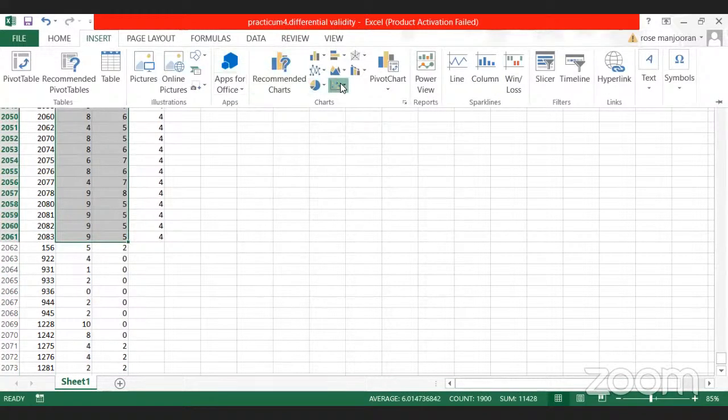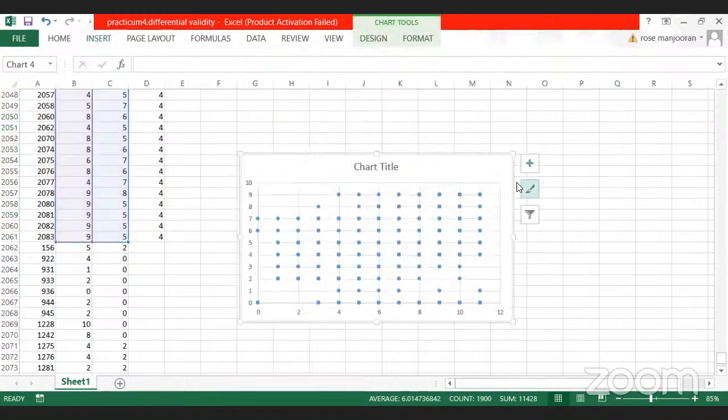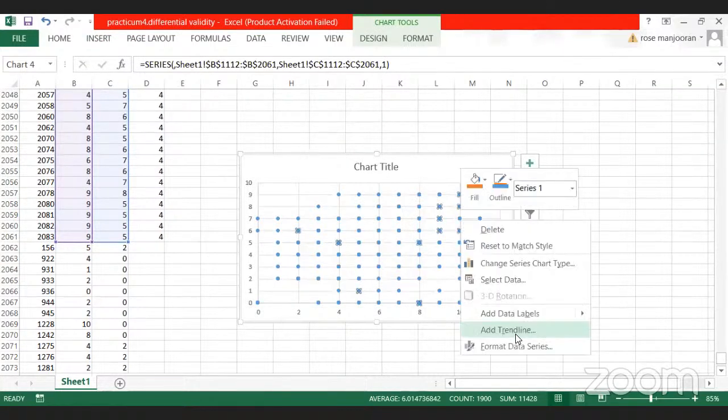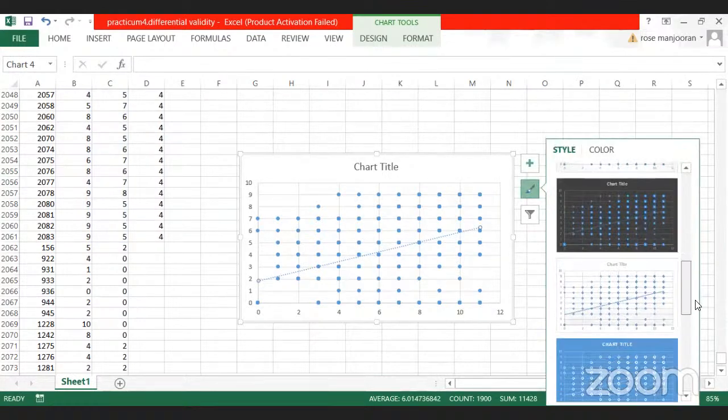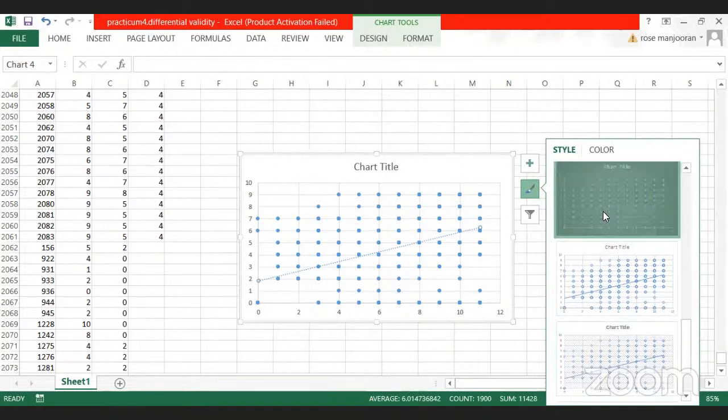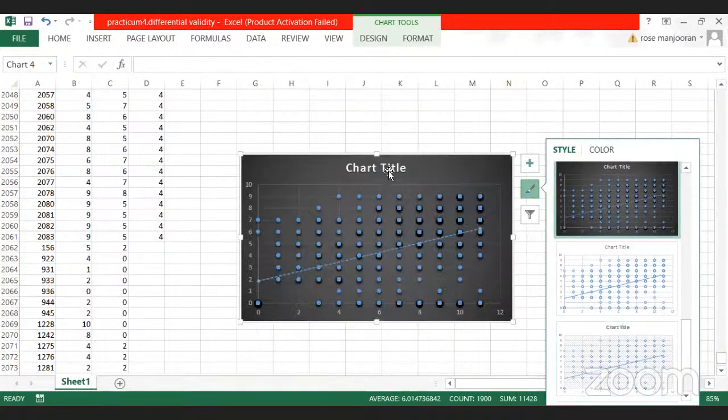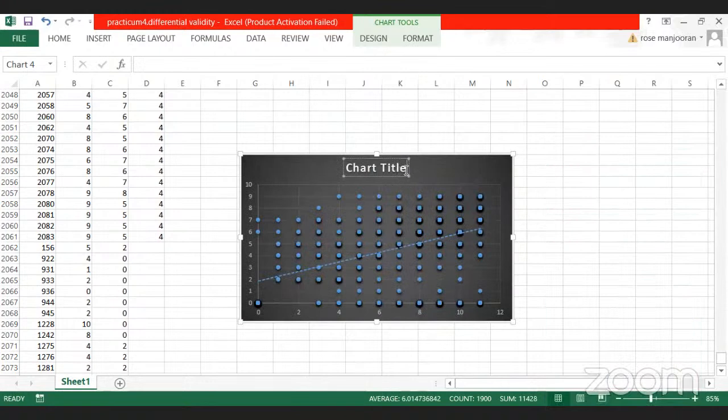Insert, scatter, linear, and change. So the points are visible to you. This will be cast for.